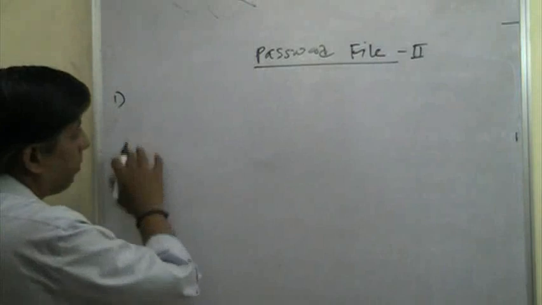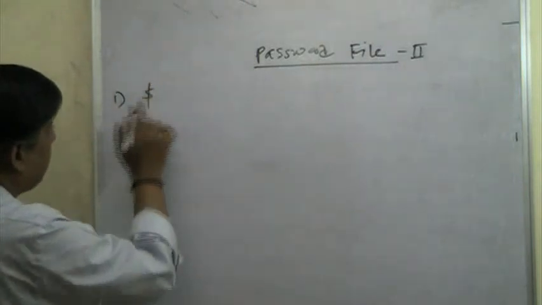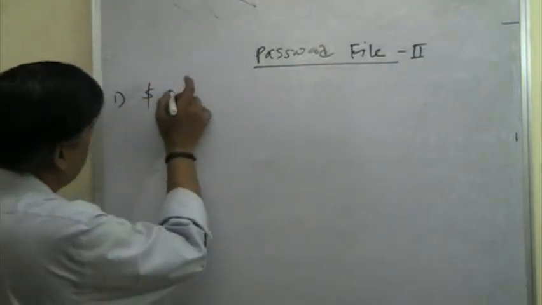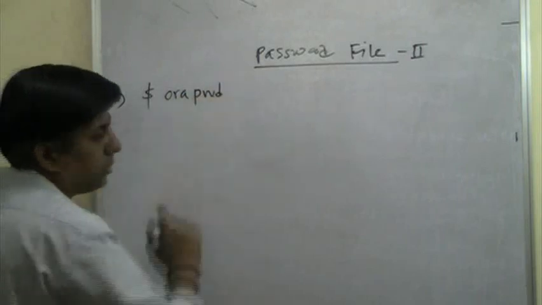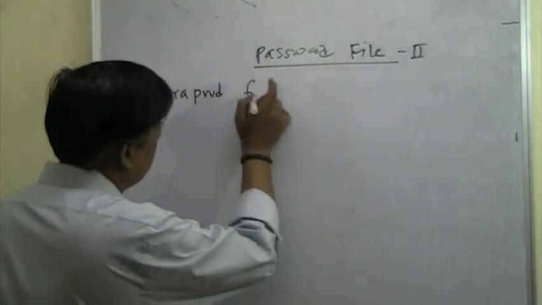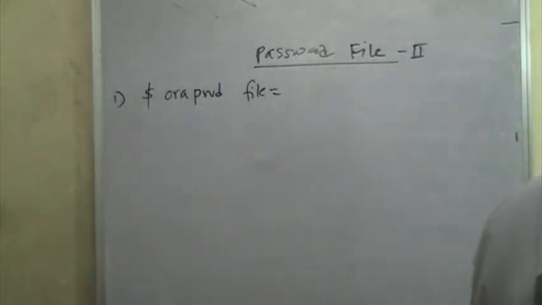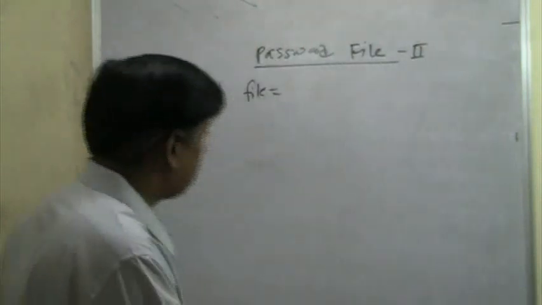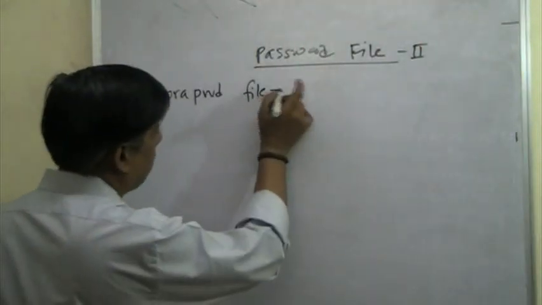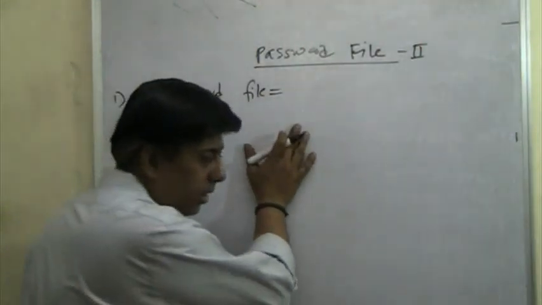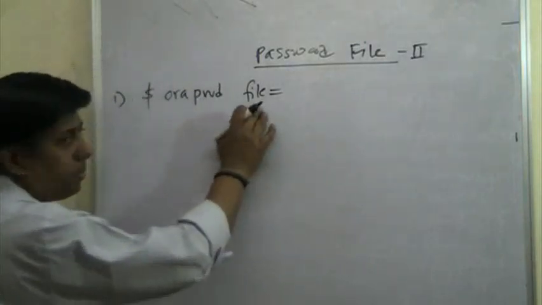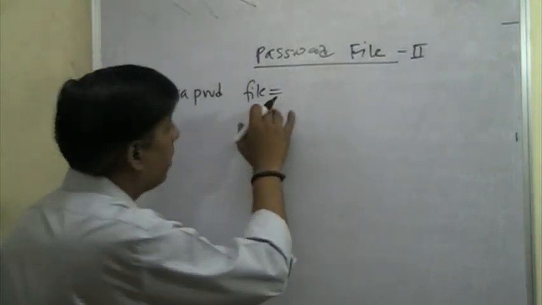To create a password file, there is a Unix command, so I'm going to type it at the dollar prompt. The command is ORAPWD. This is the command. The file is the name of the password file, which has a unique name. The password file is inside the DBS directory. So hopefully when you are executing this command, you are inside the DBS directory under Oracle Home.